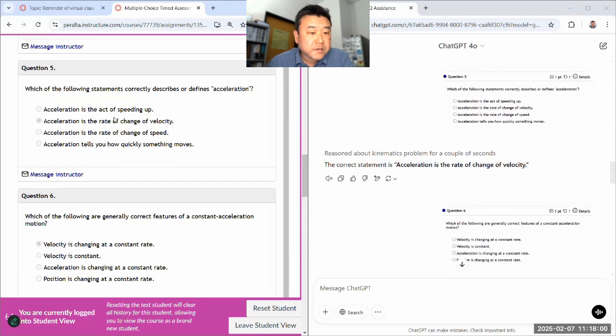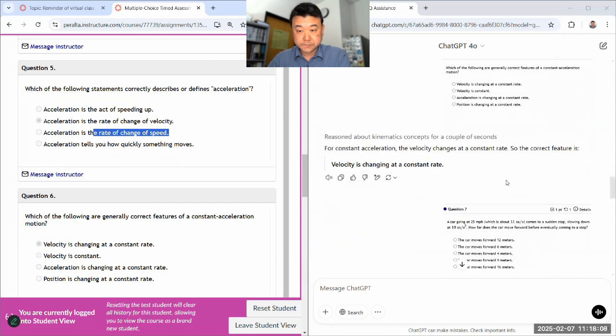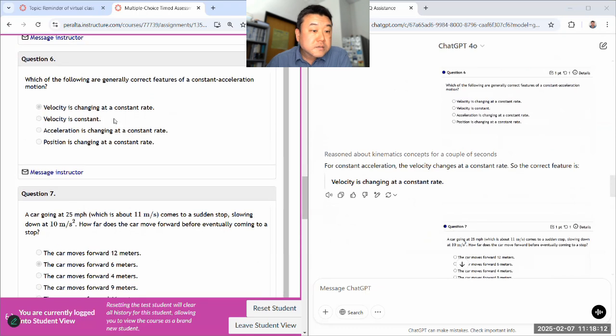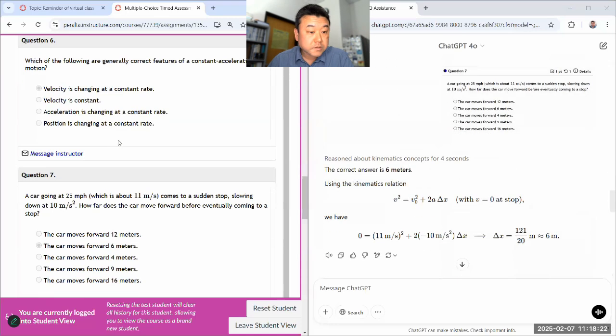Definition of acceleration. Yeah, rate of change of velocity. Yeah, the rest have issues. Like this doesn't take the direction into account. So, correct. Question 6, constant acceleration motion. Yeah, velocity is changing at a constant rate, so constant acceleration. Yeah. Okay, question 7.